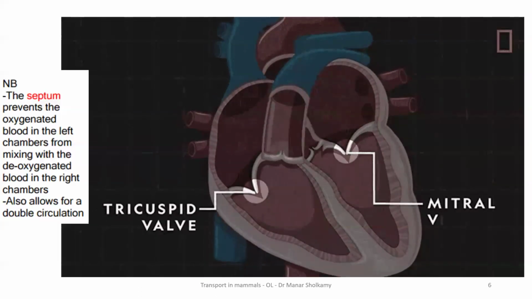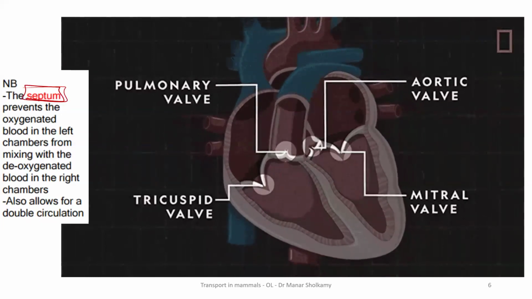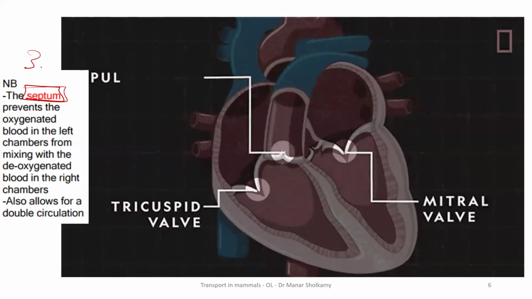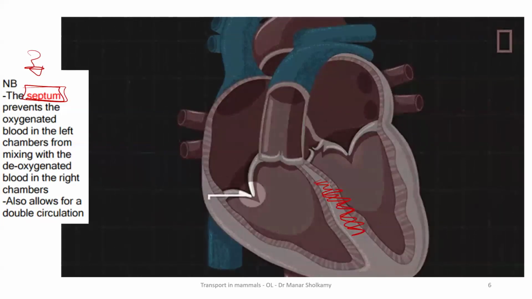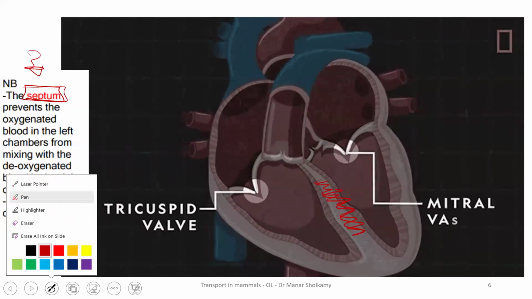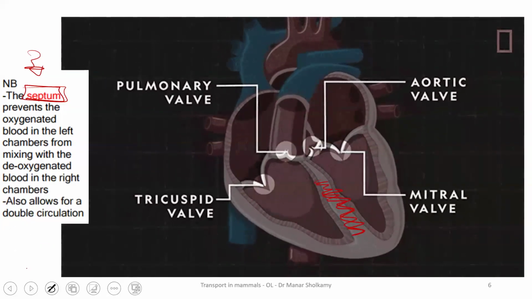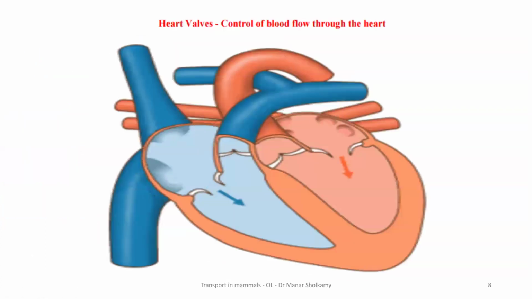Again, the valves. Now, sometimes they ask you, what is the function of the septum? I will give you one function now, and then I'll give you another function later. Can you give me one function of the septum, this thick muscle? Why is this thick muscle very important? Prevent the oxygenated blood from mixing with the deoxygenated blood. Correct. Okay, this is one function, and then we will mention another function in a minute.